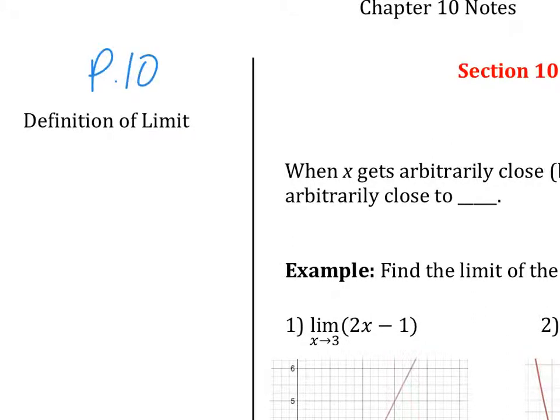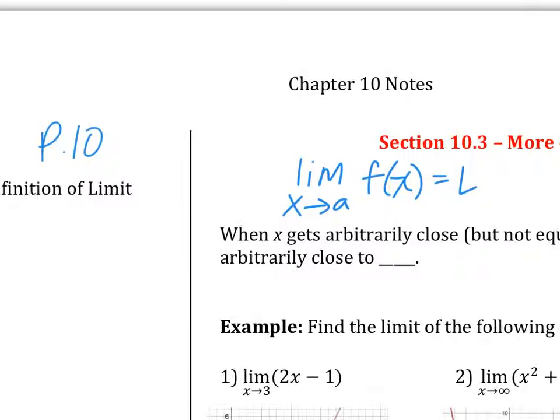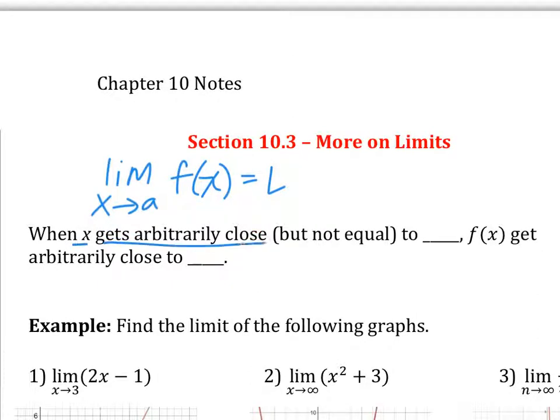Okay, definition of limit. We talked about this in chapter 1, where limit is, for example, something like this. Limit as x goes to a, f of x equals L. What that means is when x is trying to get to a, y is trying to get to L. So when x is getting arbitrarily close but not equal to a, f of x is trying to get to L. The key is not at a, just trying to get to a.